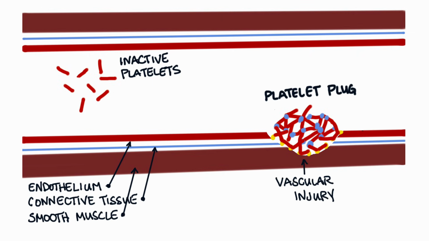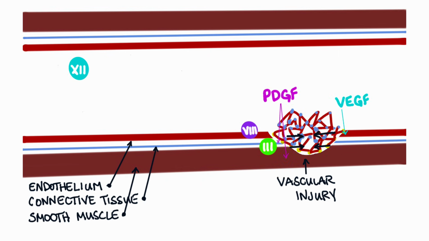The activated platelets secrete glycoproteins that attract more activated platelets. These platelets stick together with glycoprotein 2b3a. In the background, while the clot is being made, there is clot retraction and vessel repair going on.